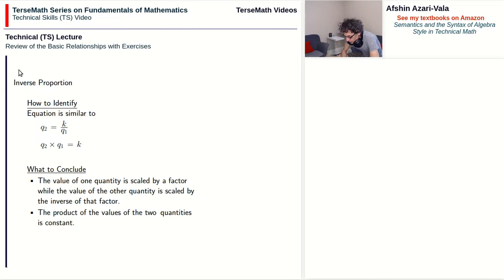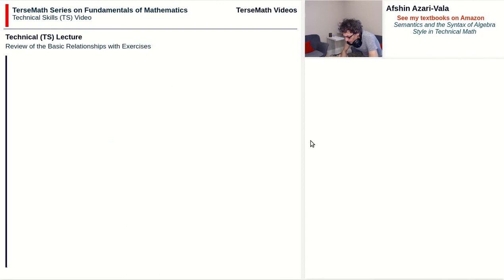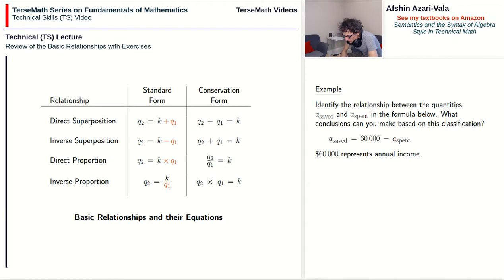Okay, these relationships are summarized in the table here. We have the relationships listed on the left side, then the standard form of the equations for them, and the conservation form. Okay, we're going to keep this table here, and now we're going to take a look at a few examples. I will start with one example, and then I will give you a few practice problems to work on.